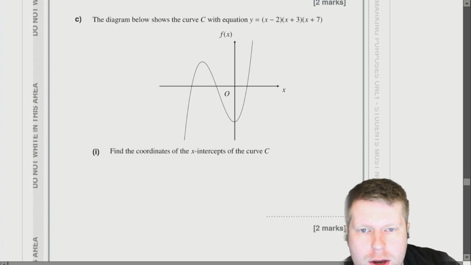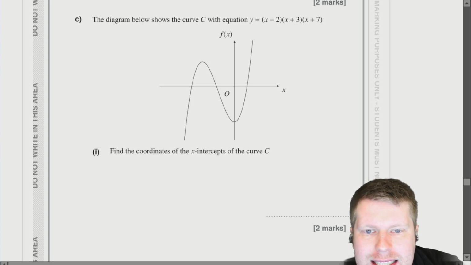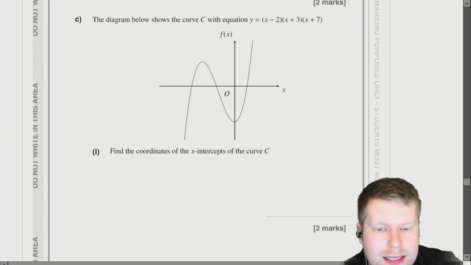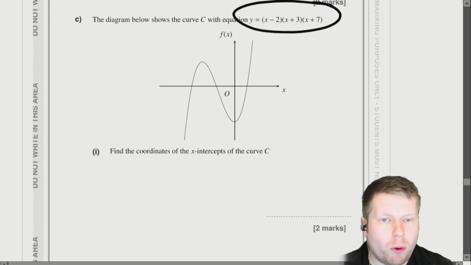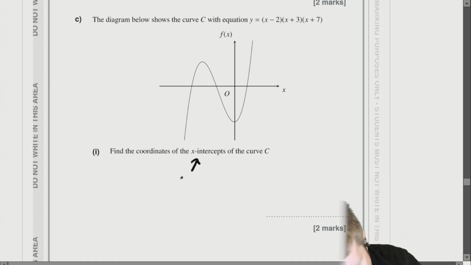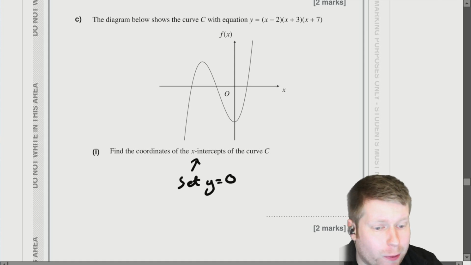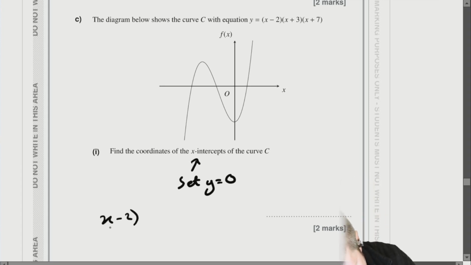And then again, another brand new part to this question. Part C said, the diagram below shows the curve C with this equation. Find the x-intercepts. You might not have dealt with an equation that looks like that before. However, it's the x-intercepts, and you know how to find the x-intercepts. You just simply set y to be 0. Now, some people expanded this out, which is completely the wrong thing to do. If you expand this out, you lose the ability to answer this question. So you should end up with x minus 2 times x plus 3 times x plus 7, and that's all equal to 0.